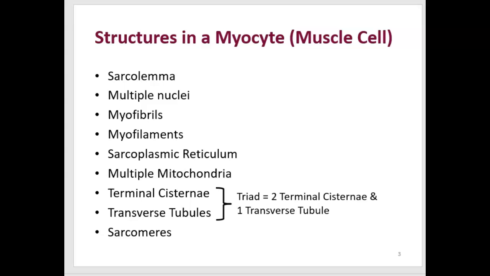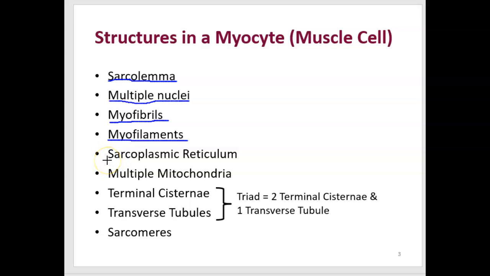The structures that I'm going to talk about in this lecture that are inside of a myocyte, well, I guess part of a myocyte, will be the cell membrane, which we call the sarcolemma. We'll look at how many nuclei are present in a skeletal muscle cell. There'll be many of them. And of course, I'll point out again the myofibrils, composed of individual proteins called myofilaments.